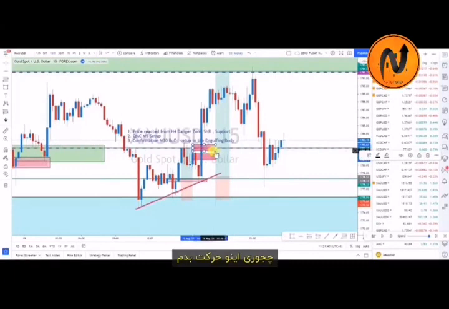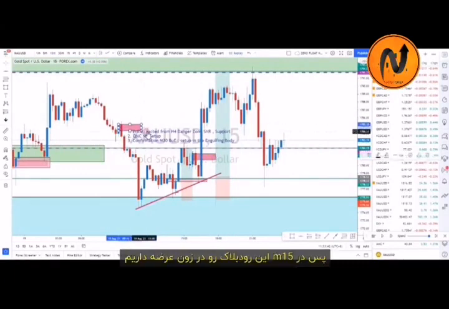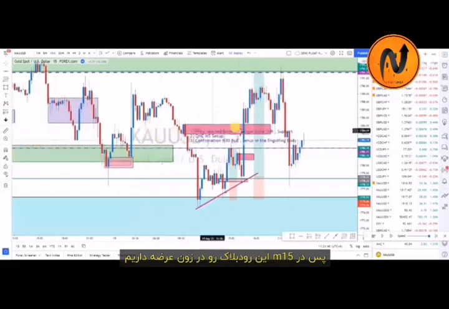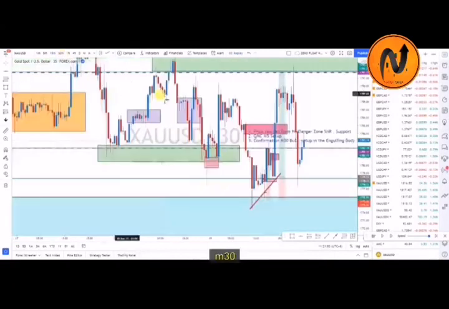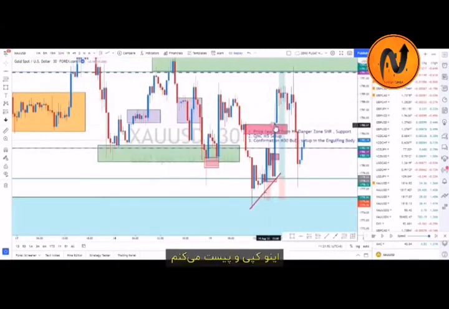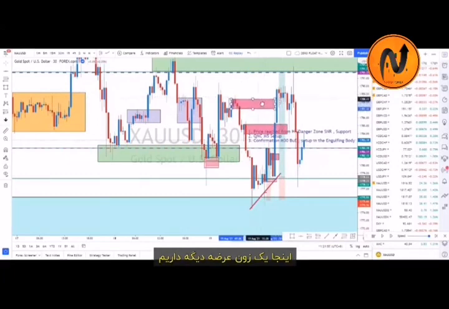How to move this? Like this. Okay. So on the M15 we have this roadblock, our supply zone. Okay. M30. So I'm gonna copy and then paste again. So here's another supply zone.